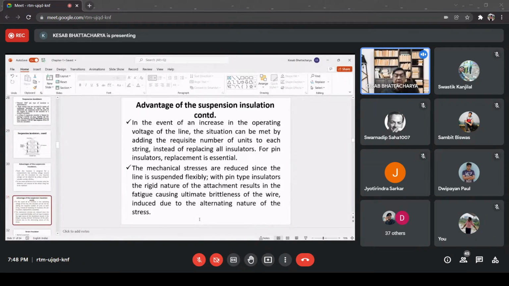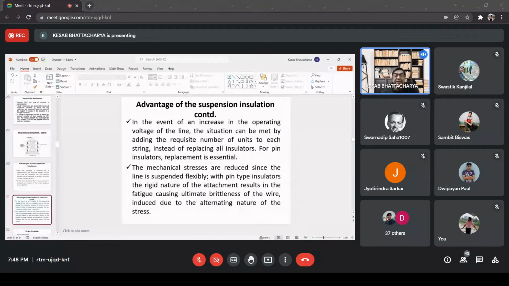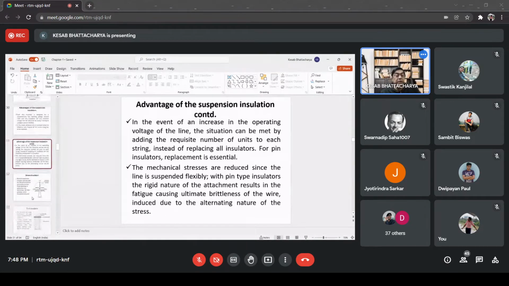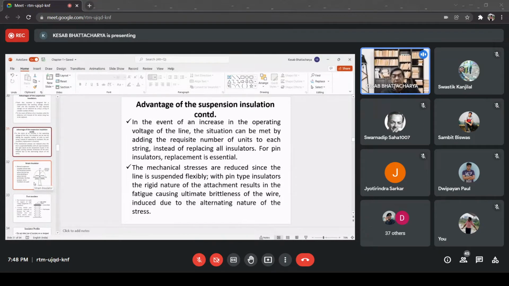With pin type insulators instead, what happens? The rigid nature of attachment results in fatigue, causing ultimate brittleness of the wire, induced due to the alternating nature of stress. Since the supply voltage is alternating, the stress that is developed is also alternating in nature. So these are the major advantages of suspension insulators.